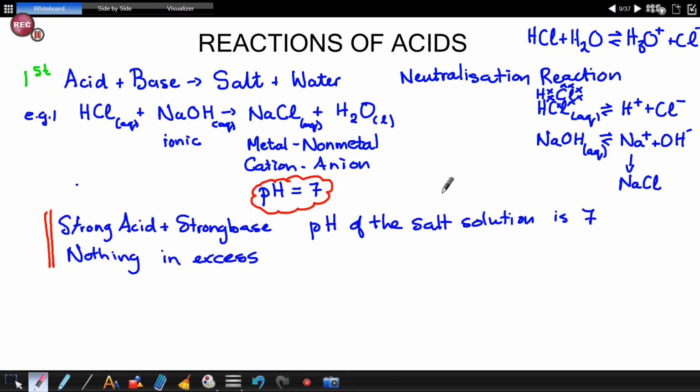Would it be closer to 7? It depends. Okay. Yeah. So it might be. Don't worry about it. We'll get there. I need to also talk to you about things called indicators.